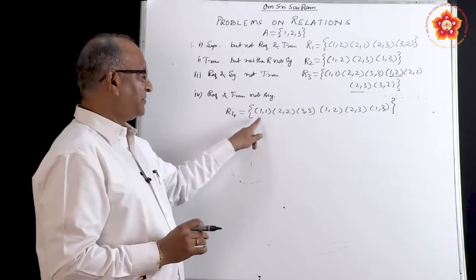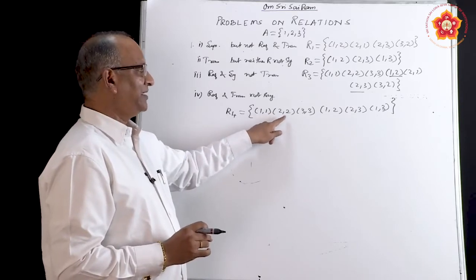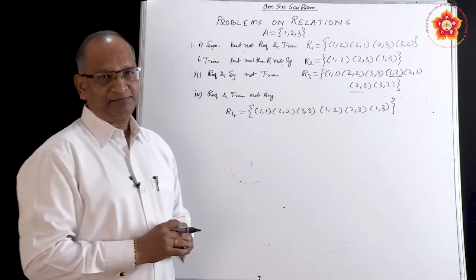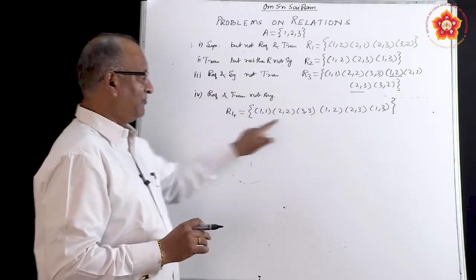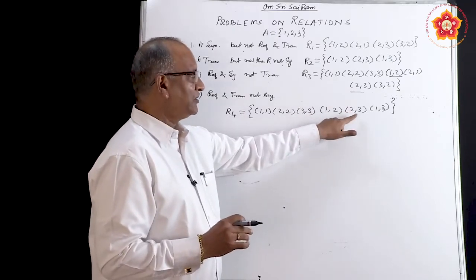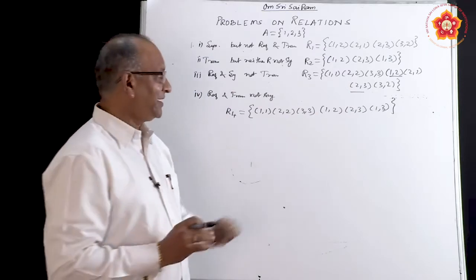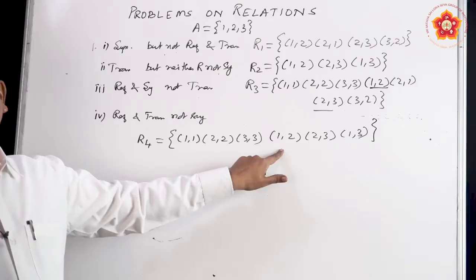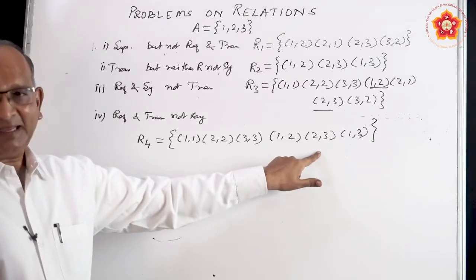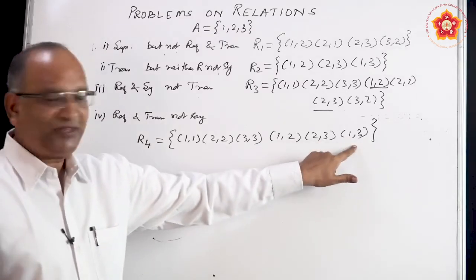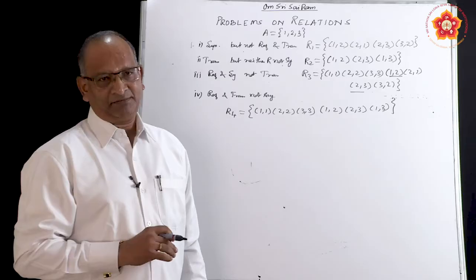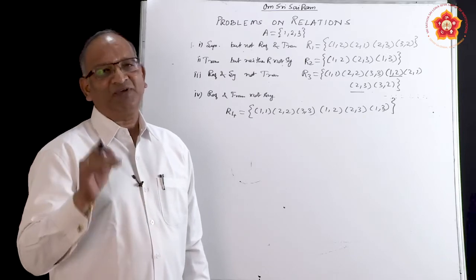Now look at this. It is reflexive because 1 is related to 1, 2 is related to 2, 3 is related to 3. It is also transitive. 1 is related to 2, 2 is related to 3, 1 is related to 3. But it is not symmetric. Why is it not symmetric? (1,2) is there, but (2,1) is not there. (2,3) is there, but (3,2) is not there. (1,3) is there, but (3,1) is not there. So in that particular way, it fulfills the condition.